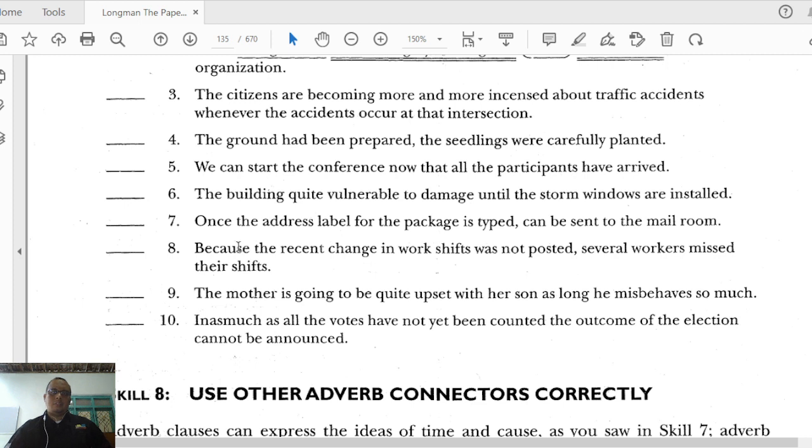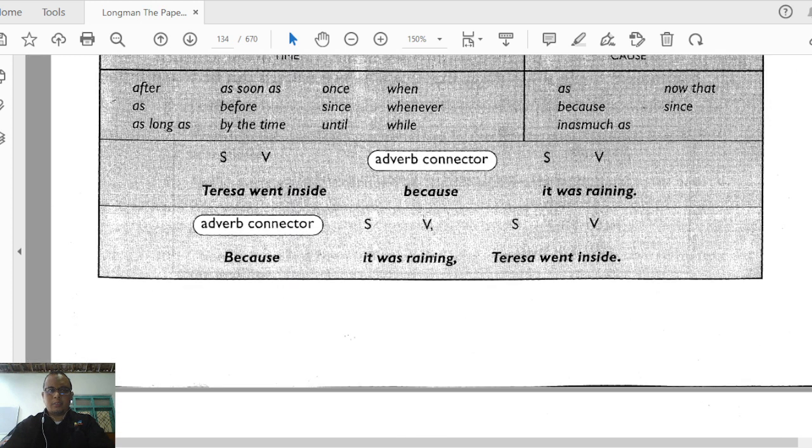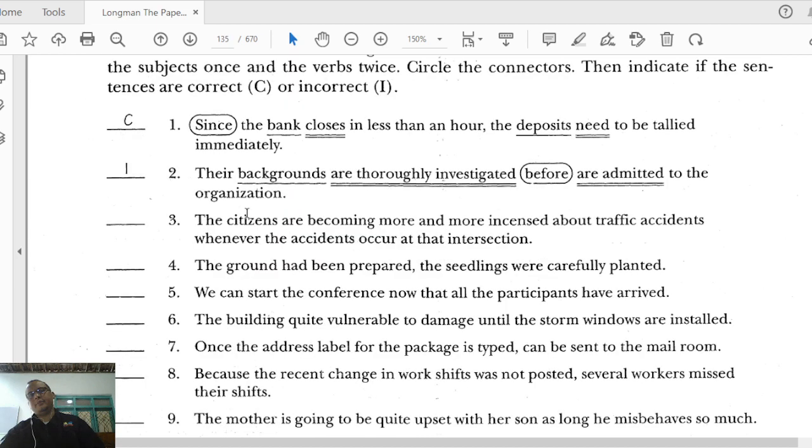The ground had been prepared before the seedlings were carefully planted. Before, kata before, yes, before. The ground, subject, had been prepared, verb, before the seedlings, subject, were carefully planted, verb.